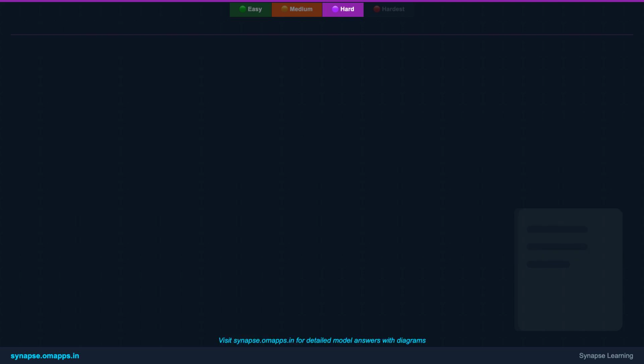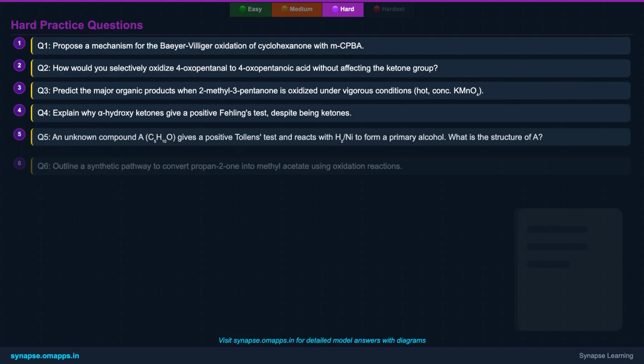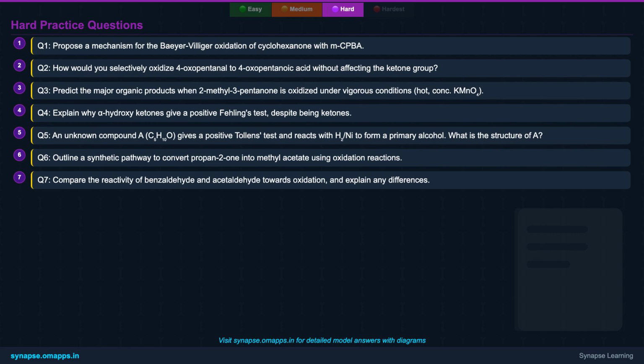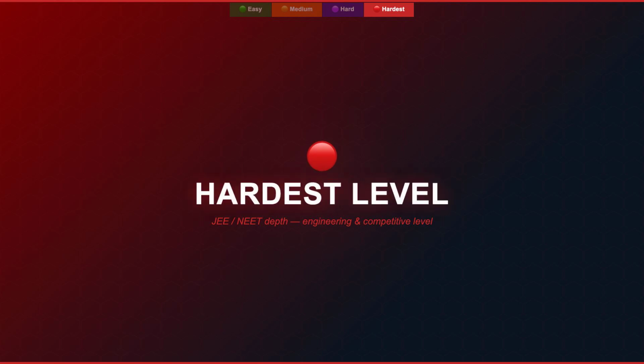Advanced. Time to sharpen your problem-solving skills with these 7 challenging questions. These will require a deeper understanding of reaction mechanisms, selective reagents, and predicting outcomes in more complex scenarios. Take your time, think critically, and apply what you've learned. Welcome to the hardest level where we tackle competitive depth, intricate mechanisms, and real-world applications. This is where you truly master the topic.